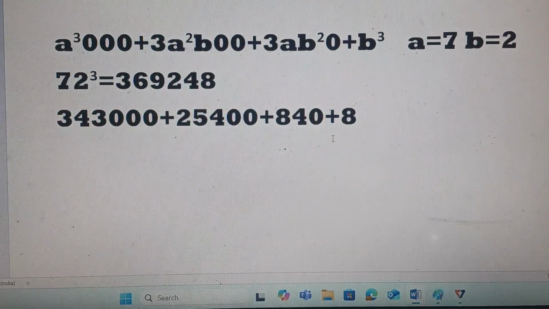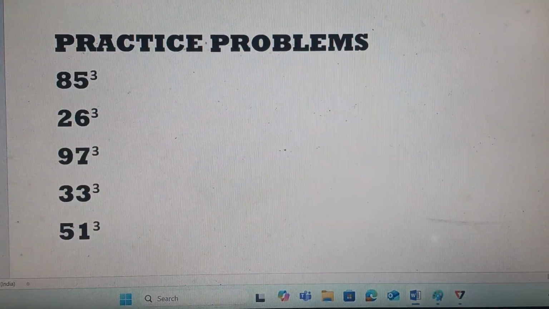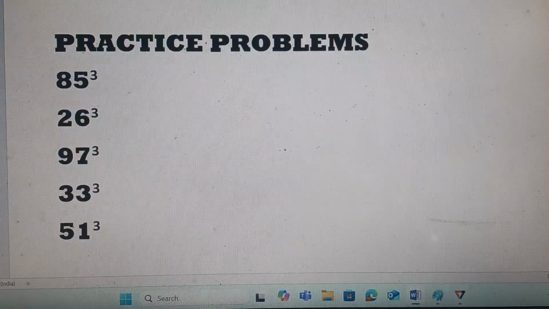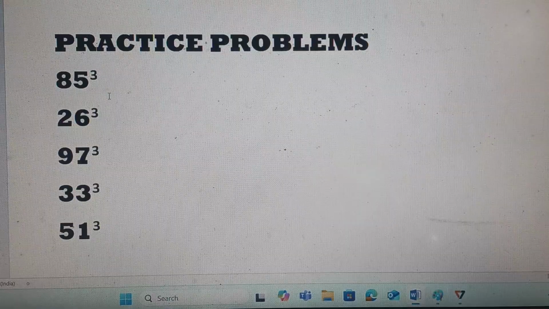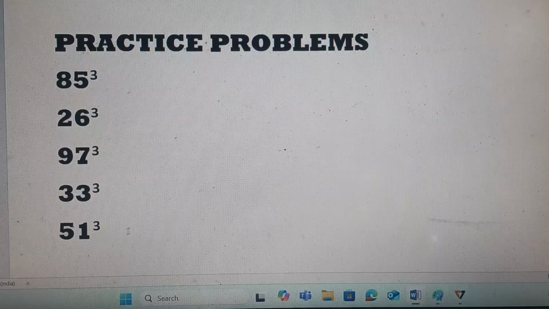Now let's move on to some practice problems. Alright guys, here are the practice problems for you. Try to figure out what 85 cubed is, 26 cubed is, 97 cubed is, 33 cubed is, and 51 cubed. Remember, a is all the tens places and b is the ones places.